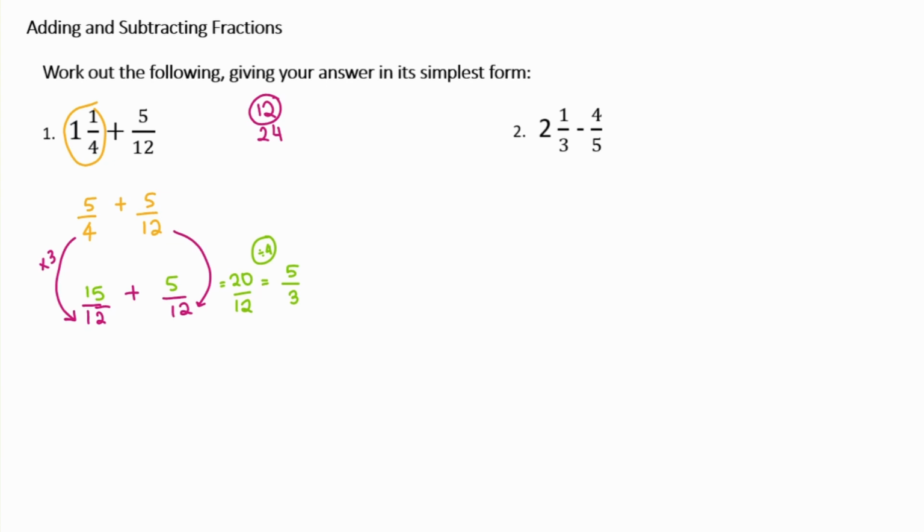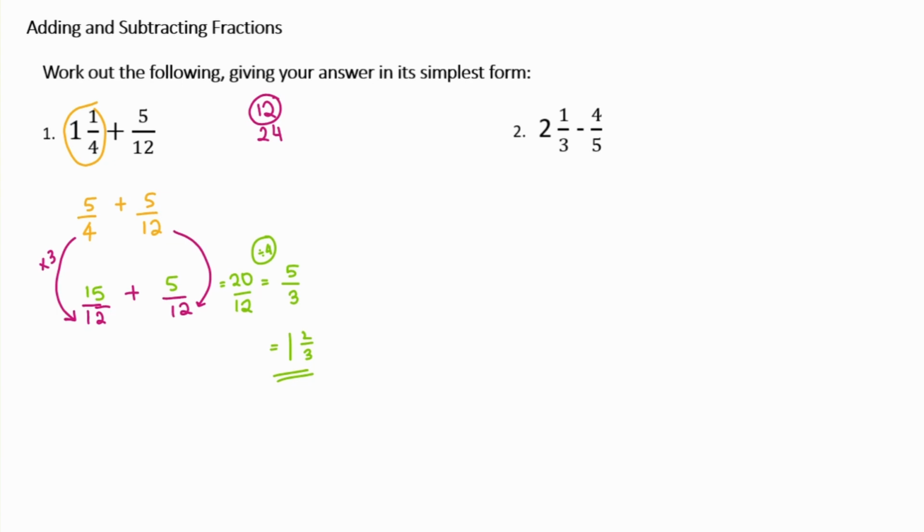Now because this is an improper fraction or a top-heavy fraction, meaning that the numerator is bigger than the denominator, we can write it as a mixed number. So we can write this as 1 and 2 thirds.